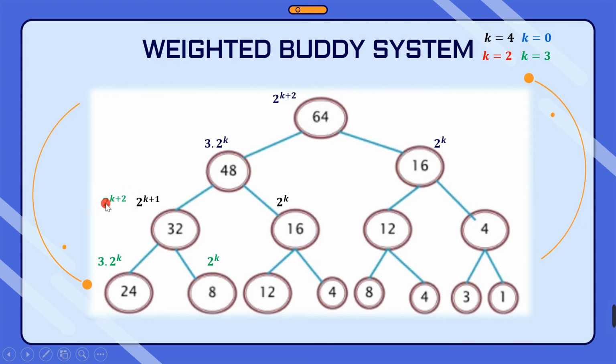We must find the new k using the new formula, which is 2 power k plus 2. We will use the original formula. So our new k is 3. When we split, we will get this formula. For 2 power k, we must also find a new k. So our new k is 2. We are using this new formula, then we will get this.